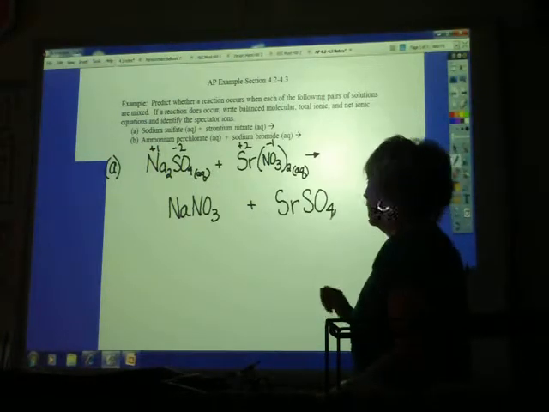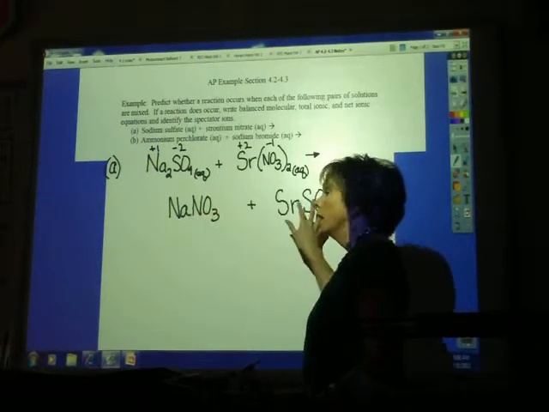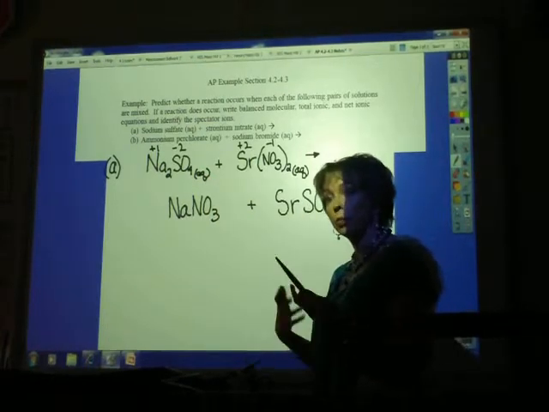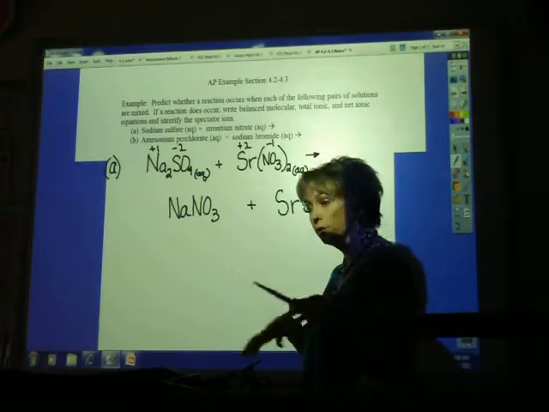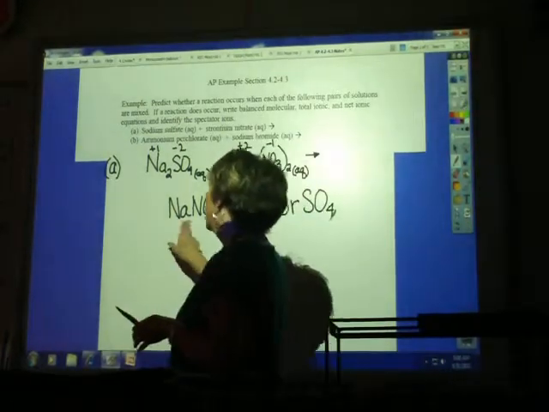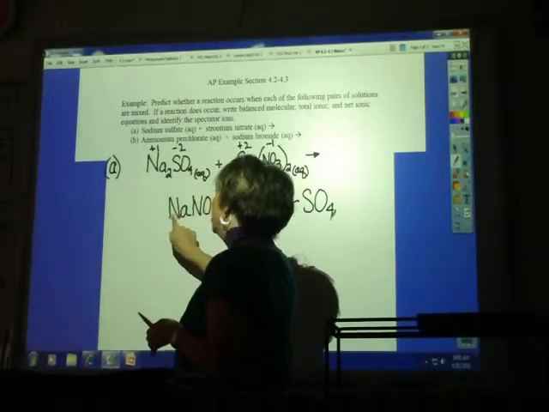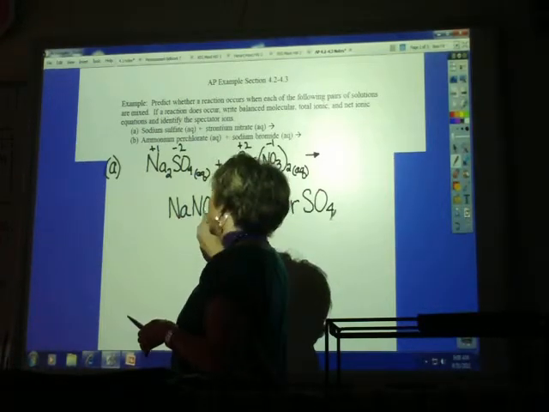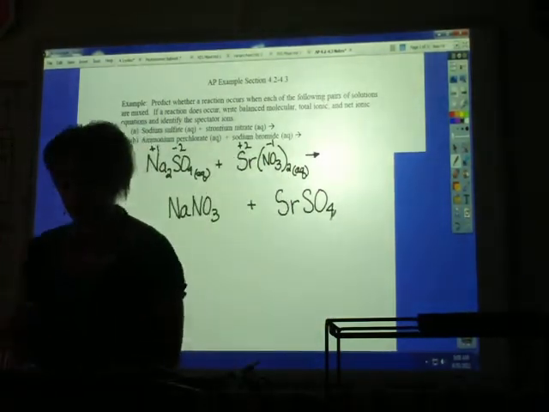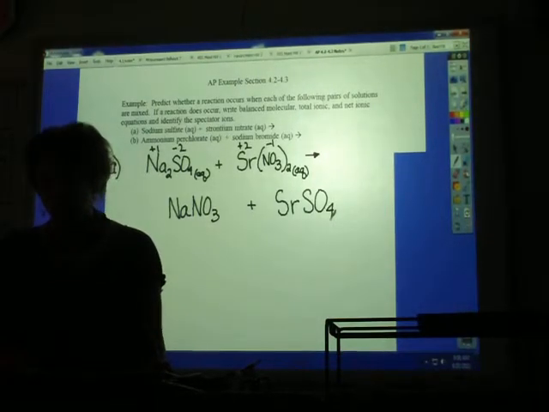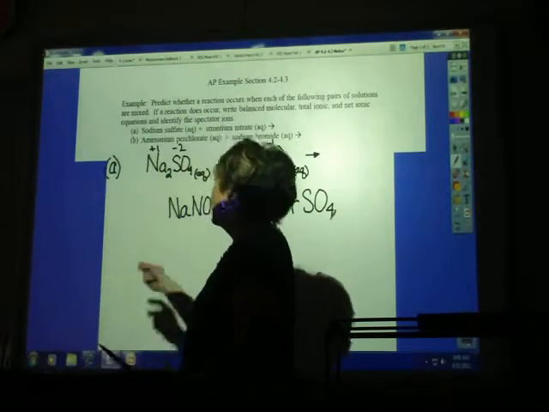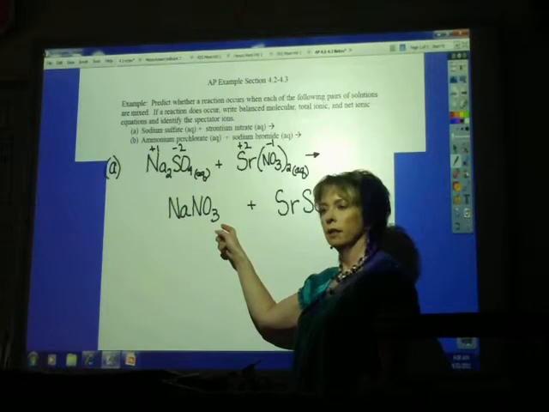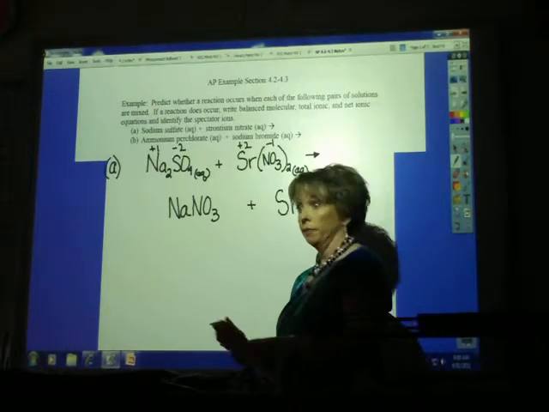So now I have to figure out if either of these will be a precipitate or won't stay dissolved in the solution as ions. So I'm just going to take them a piece at a time. I need to find something about sodium or alkali metals, or something about nitrates in my rules. So let's look at rule number 1. All salts of the alkali metals are soluble. So what does that say about sodium nitrate? It's soluble. Yes.